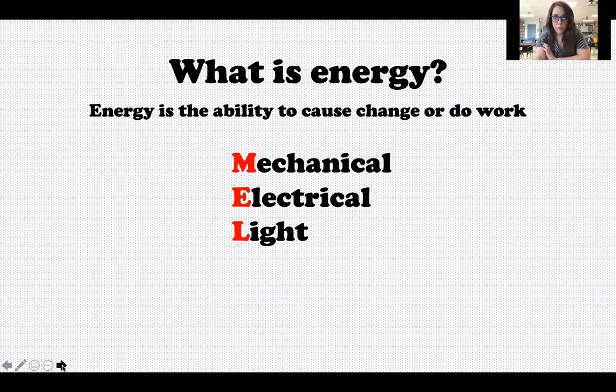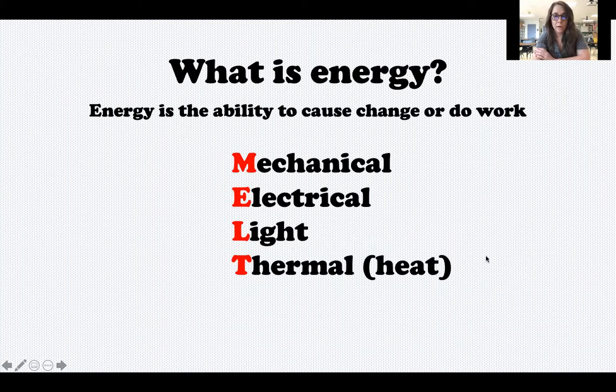Light energy, we'll also be talking about that. Thermal energy, which means heat, which is what we are discussing today. And then sound energy, which we talked about last week.